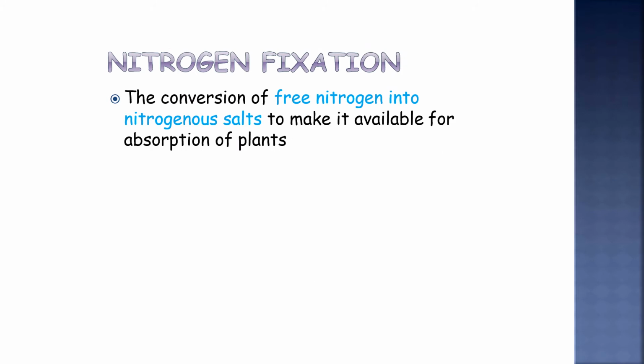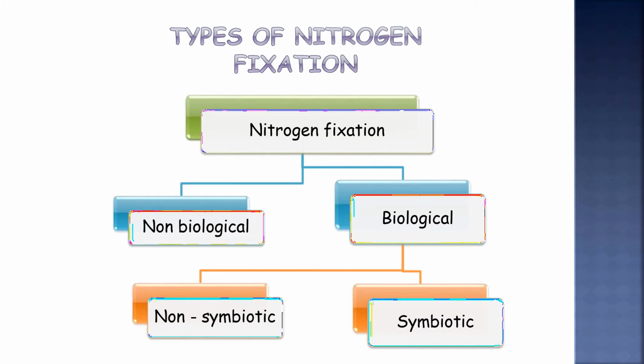So students, after discussing all these different types of nitrogen in the form of nitrates and nitrites, we can say that nitrogen fixation is the conversion of free nitrogen or atmospheric nitrogen into nitrogenous salts to make it available for absorption by plants. Now, there are various types of nitrogen fixation. Here you can see the diagram in which nitrogen fixation is done by two processes, non-biological and biological. Now again, the biological process is of two types, non-symbiotic and symbiotic.